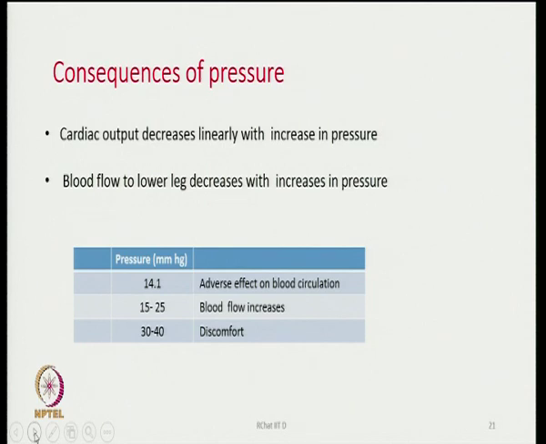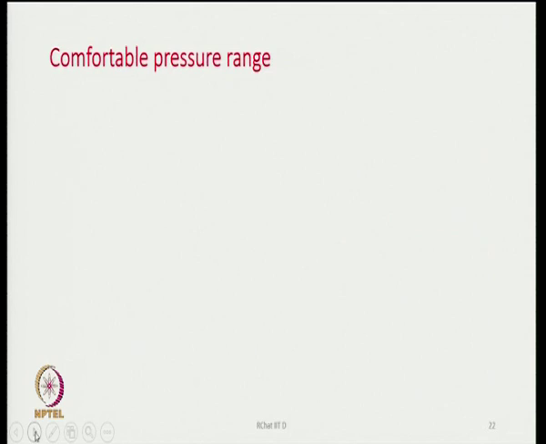The other consequence of pressure is that cardiac output decreases linearly with increase in pressure. Blood flow to the lower leg decreases with increase in pressure. So, typically, let us say the pressure is 14.1 millimeter Hg, an adverse effect on blood circulation will be there. At 15 to 25, blood flow increases, and at 30 to 40 there could be discomfort. So, you should know what is the right range of pressure while designing a pressure garment for some people, and keep these things in mind.